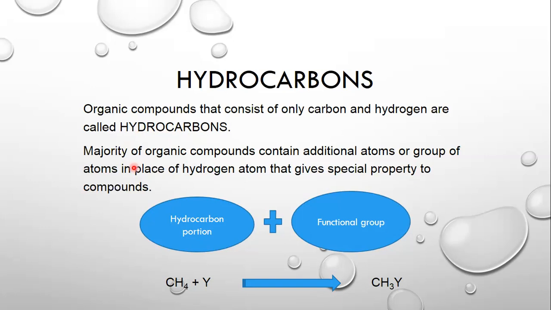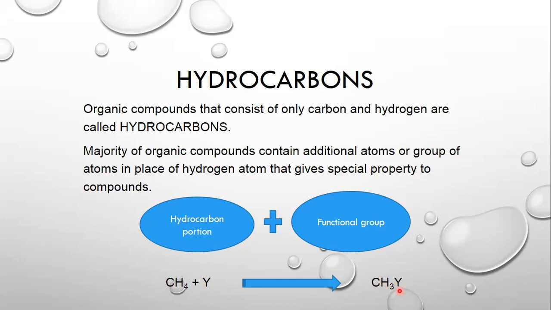The majority of organic compounds contain some additional atoms or groups of atoms in place of hydrogen that give special properties to that compound. For example, CH4 is a hydrocarbon as it consists of only carbon and hydrogen. And another atom or group of atoms represented by Y is added to that hydrocarbon, and finally a product CH3Y is obtained. This CH3Y is obtained by replacing one hydrogen from methane.